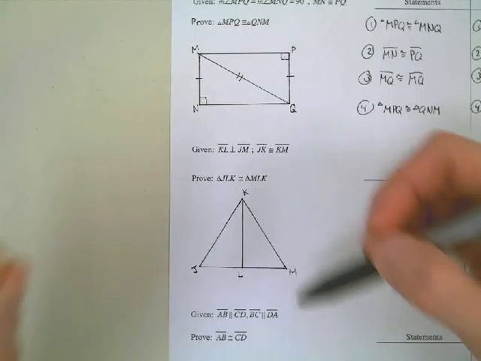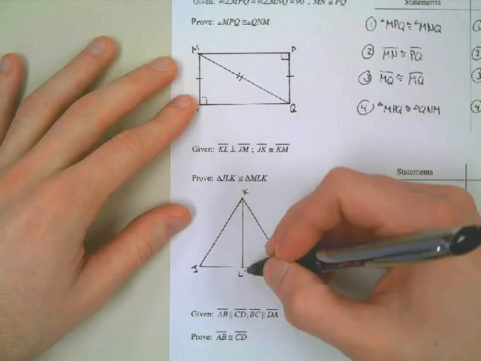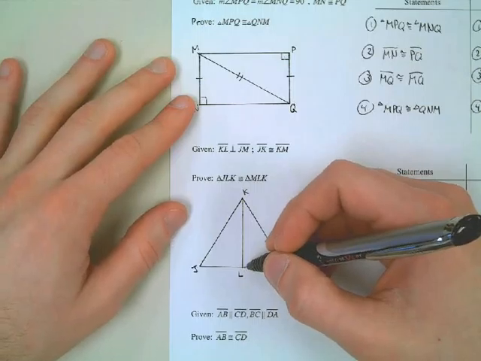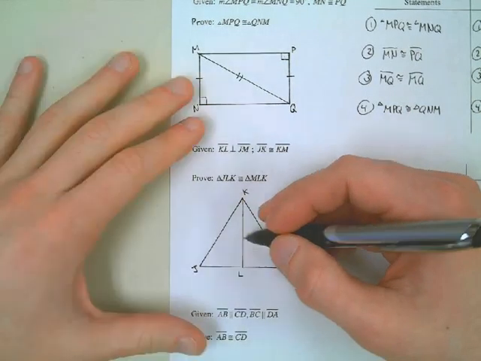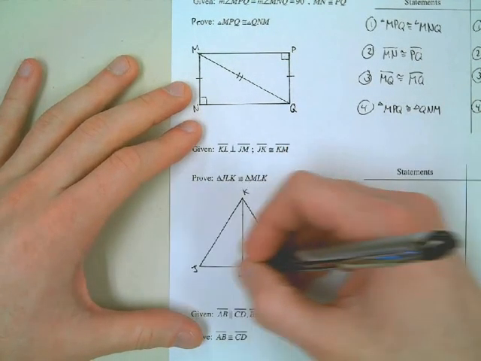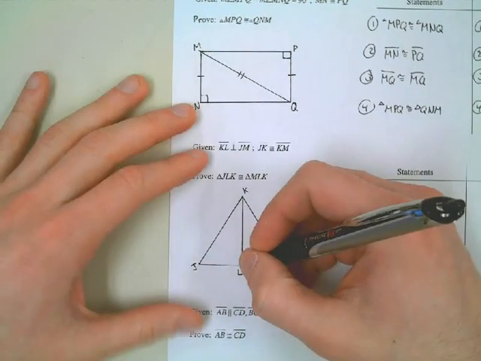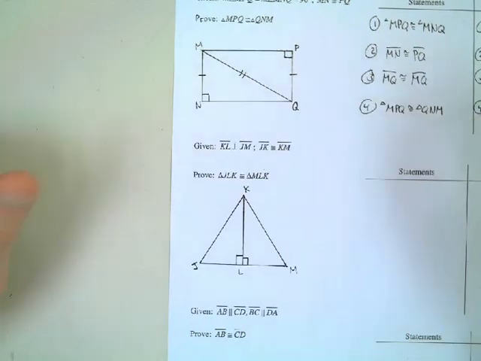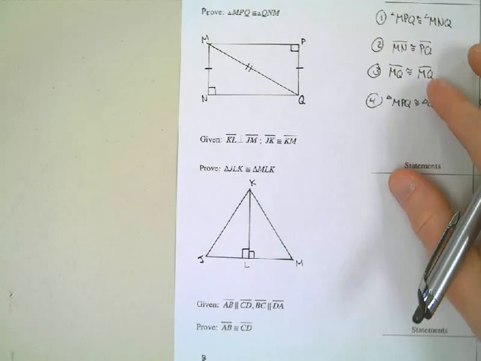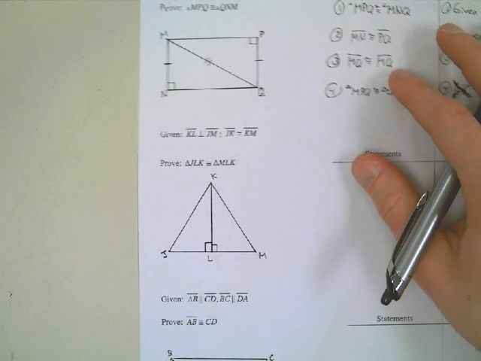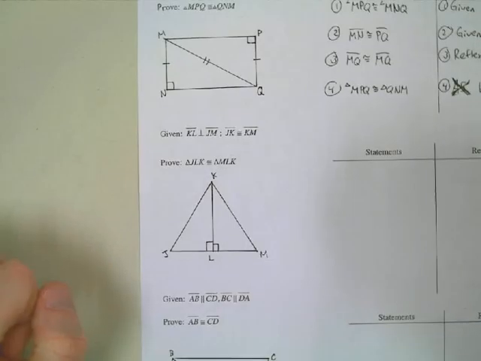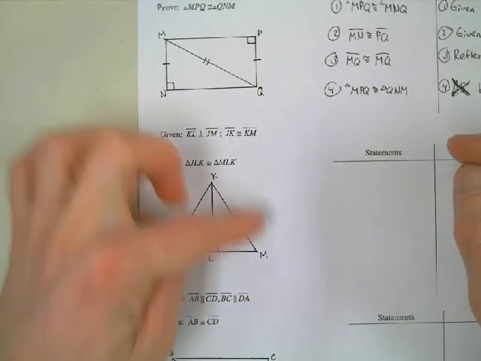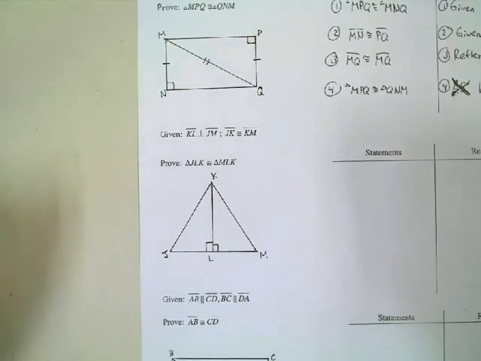Okay? Thank you. KL is perpendicular to JM, which means they make right angles. So this is a right angle, and this is a right angle, too. I'm sorry, it's out of the picture. Those 2 angles are right angles. Is there anything else we can mark congruent here, Colin, based off of the information we're given? What else can we mark in our picture from the given information?